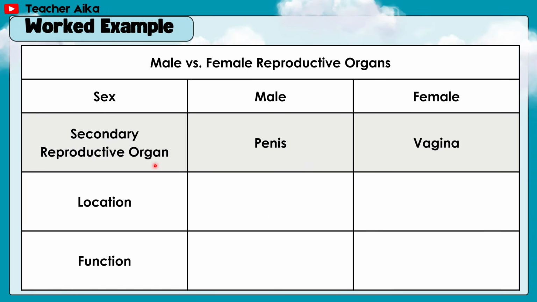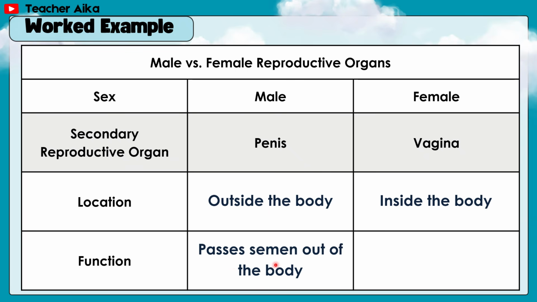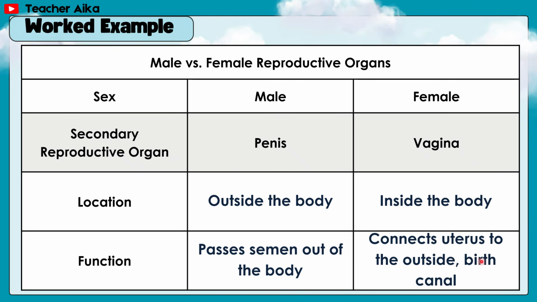Secondary reproductive organ. Male penis, location, outside the body. Female vagina, location, inside the body. Male penis, function, passes semen out of the body. Female vagina, function, connects uterus to the outside, birth canal.